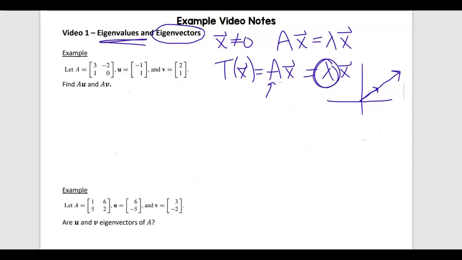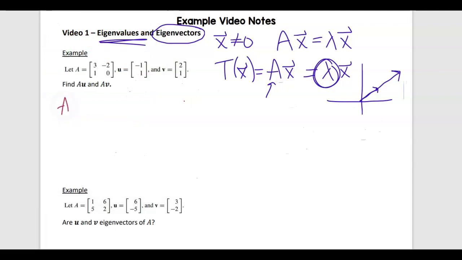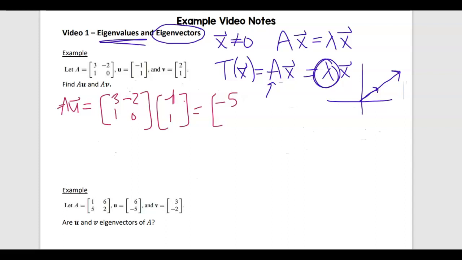All right, so let's look at an example here. So let's say I have A and I have vectors U and V, and I want to just review for a minute how to find those transformations. So let's do A times U first. When I do that, I get -3 minus 2, so I get -5, and then -1 plus 0, so -1.